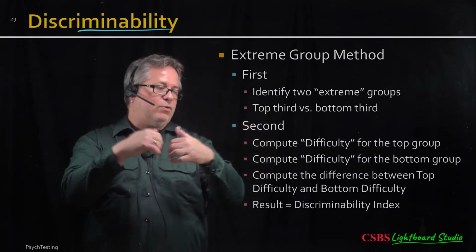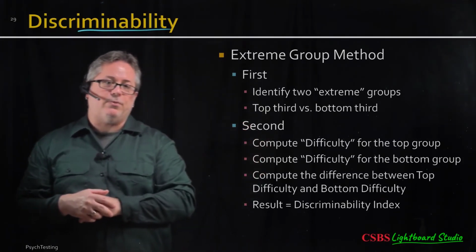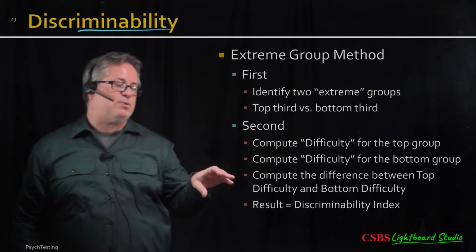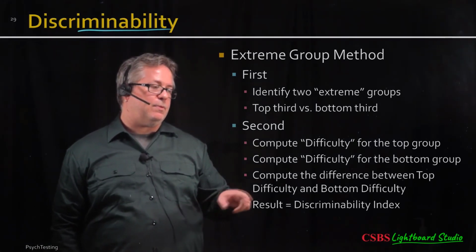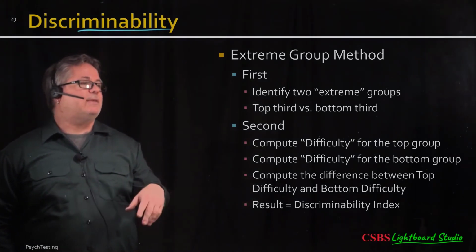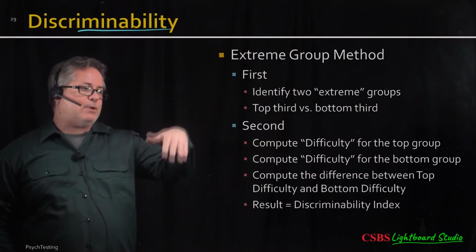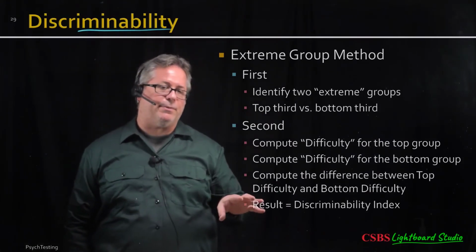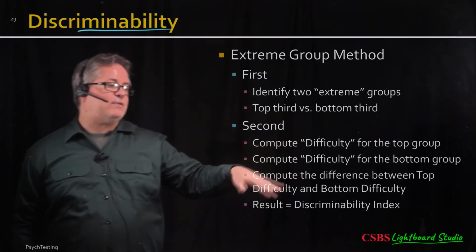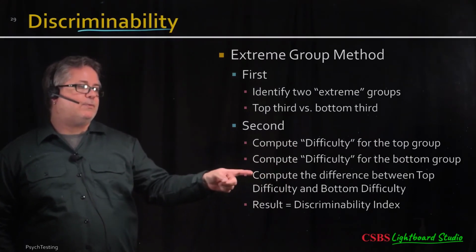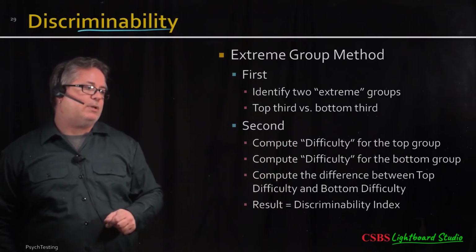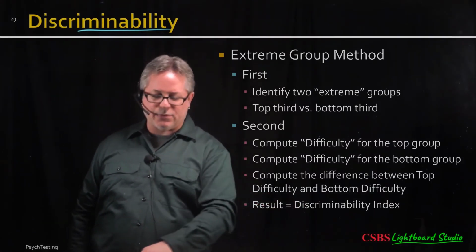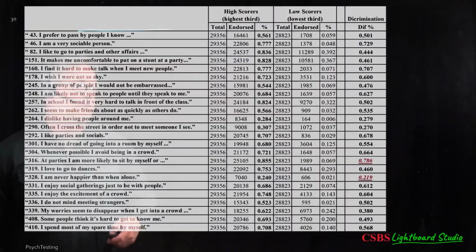And if there really is a discrimination, if it tells the extreme groups apart, more people in the high group should endorse the item and fewer people in the low group should endorse the item, or the other way around, depending on what it is. So depending on how you're measuring the traits, there should be a difference between the proportion of endorsement in one group versus the other. The second step is you compute the difficulty in both groups, compute the difference between the top difficulty and the bottom difficulty, and the result for each item is called the discriminability index. It tells you a range of discrimination these items have.